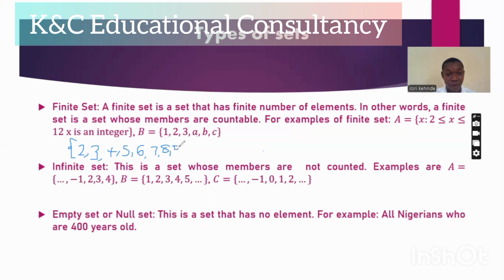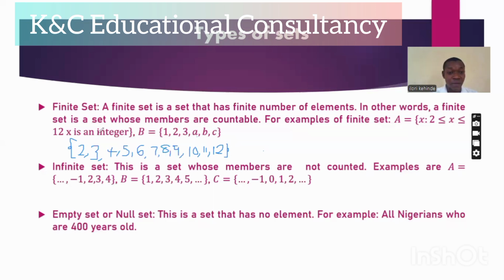We have 9, we have 10, we have 11. And the last element here is 12. We can see that this set of elements is finite, because you can actually count the number of elements in this set.